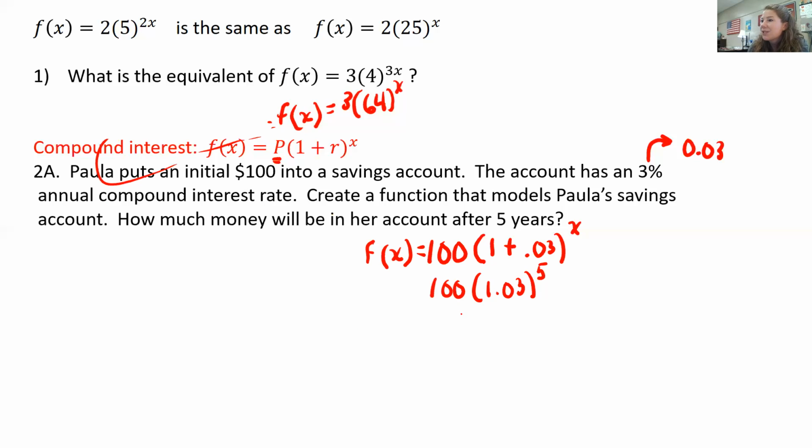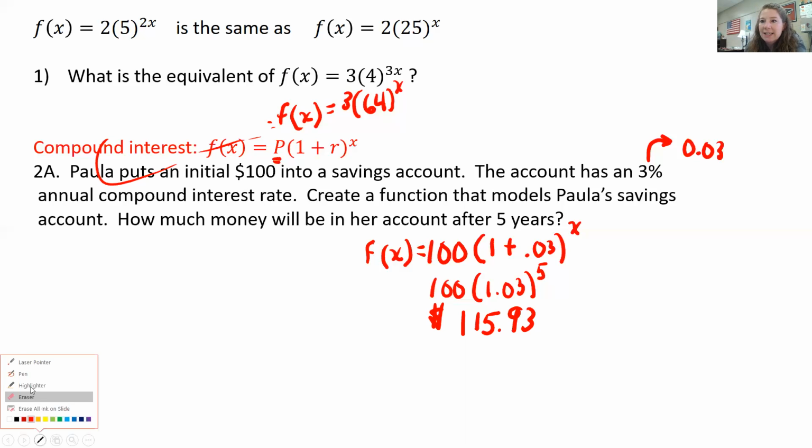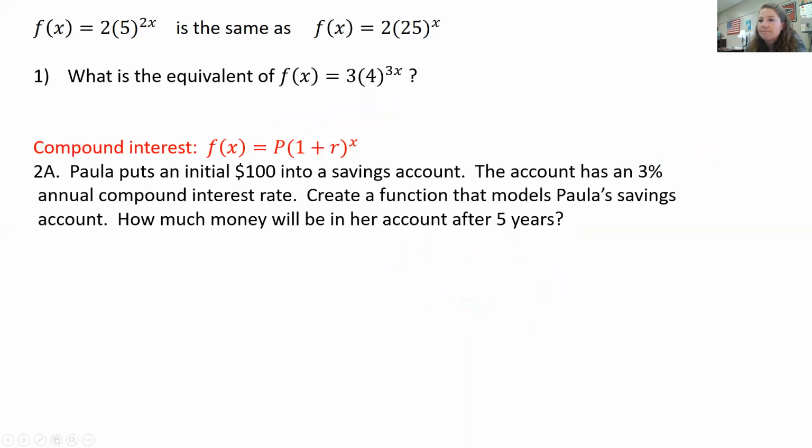So my answer is $115.93. So you're like, oh, that's not very much money. She only earned almost $16. That's true, but the amount that she put in there was very small. And for 5 years, she didn't do anything. She didn't work. She didn't go get a job. She didn't labor. And she earned $16 just for letting her money sit in the bank. So that's not bad. But obviously, the more money you put in, the more money you're going to make, right?